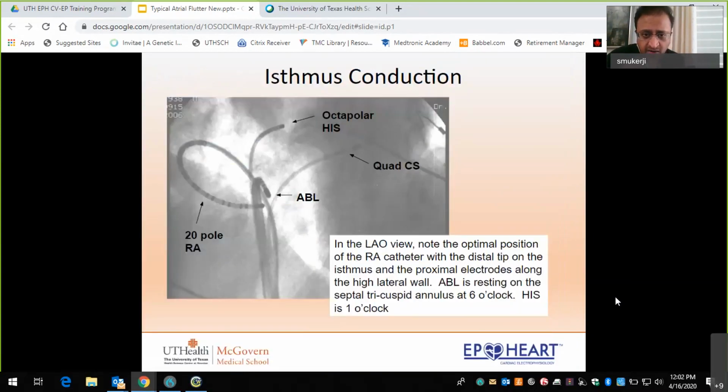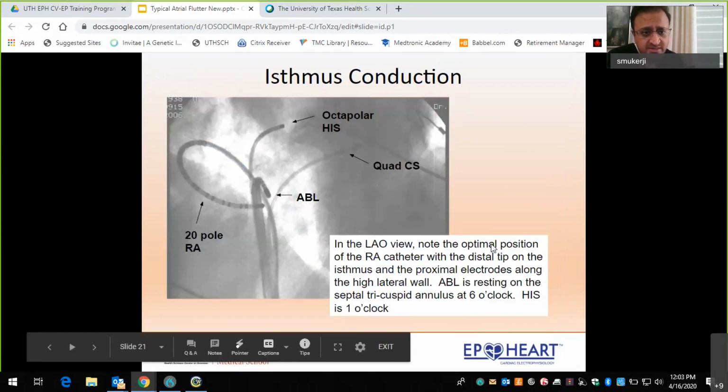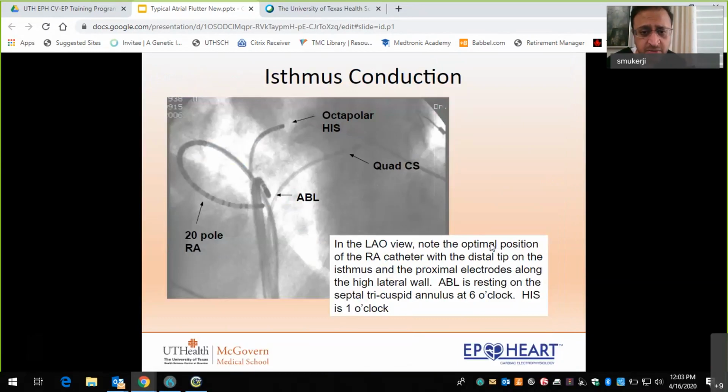Again, a good view is LAO, historically that's how we were taught. That's how I was taught when I started doing ablations. Go LAO, go to about the 5 or 6 o'clock position, as you can see, the tip of the ablation catheter. This encompasses the entire atrium, and the only two catheters I use are these.